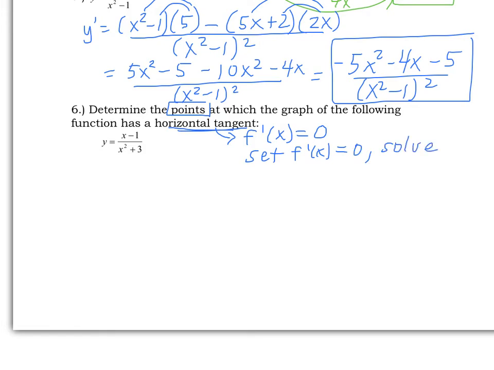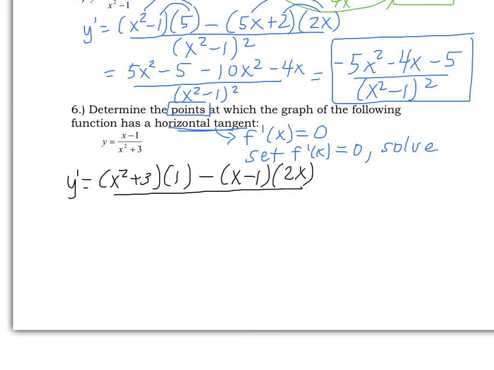So let's do that. Let's find our derivative, y prime. We see that we have a quotient, so let's use our quotient rule. Low d high, that's just going to give us 1, minus high d low, all over low squared. So quantity squared. Low d high minus high d low all over low squared. I'm going to set this equal to 0.